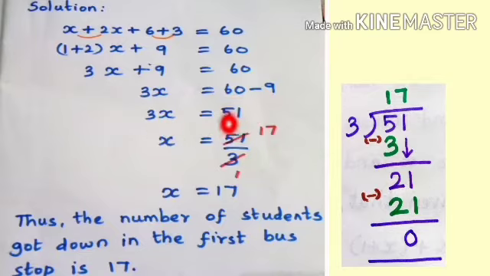Again we are using the transposition method. This 3, when it crosses the equal to sign, goes to the denominator. So we get 51 divided by 3. When we cancel 51 and 3, it is 17 times, so in the denominator it is 1 time. So x is equal to 17 is the answer. Thus the number of students who got down at the first bus stop is 17.